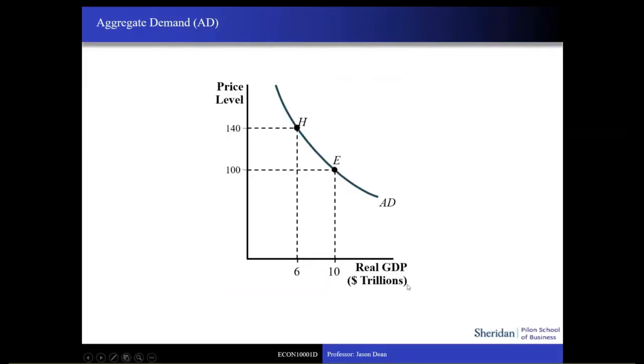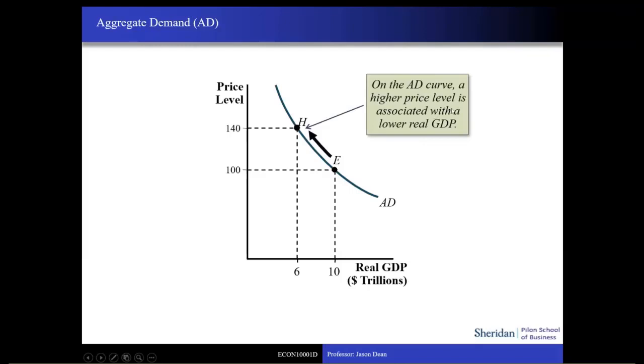And so this is just another illustration of an aggregate demand curve. It doesn't necessarily have to be linear, but we'll probably just stick with linear curves in this course. So here, if the price level were to increase from 100 to 140, so that's saying that prices went up 40%, then real GDP would fall from 10 trillion to 6 trillion. Okay. So a higher price level is associated with a lower real GDP.